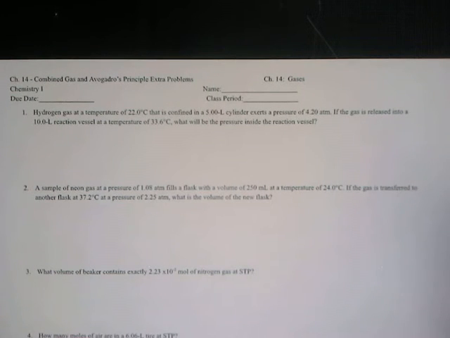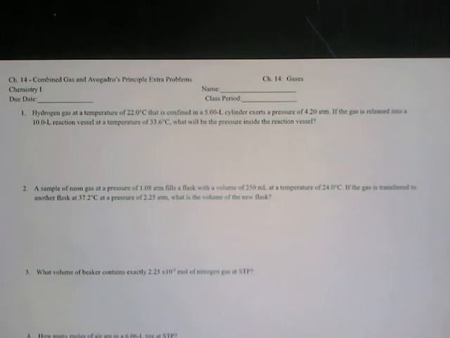It says hydrogen gas is at a temperature of 22 degrees Celsius and is confined to a 5.00 liter cylinder which exerts a pressure of 4.20 atmospheres. If the gas is released into a 10-liter reaction vessel at a temperature of 33.6 degrees Celsius, what will the pressure be inside the reaction vessel?